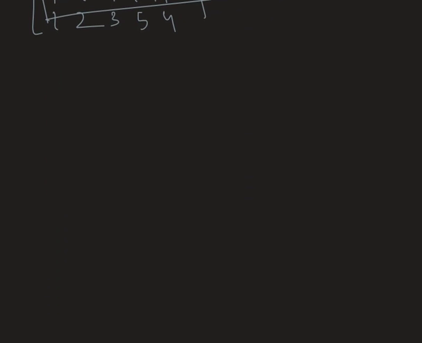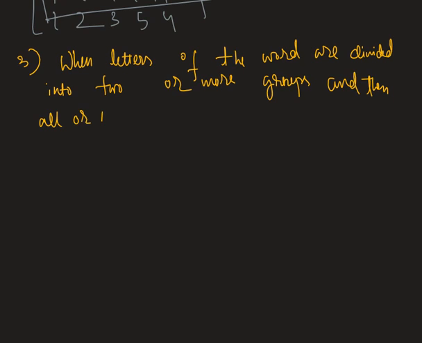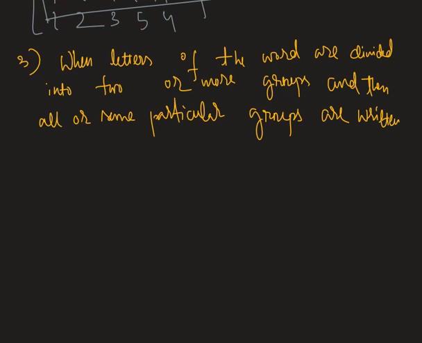Now come to the third topic, which is when letters of the word are divided into two or more groups, and then all or some particular groups are written in reverse order. Let's see with an example.